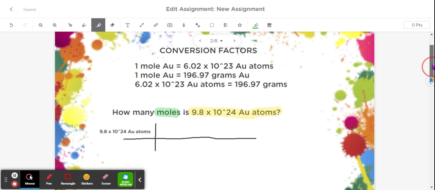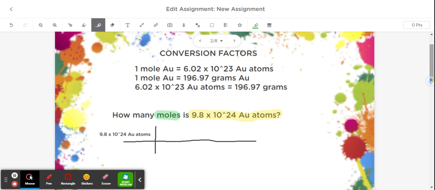All right. So to figure out which conversion factor we are going to use, we have to find a conversion factor that has atoms and moles in it. Okay. So if I look, here we go. 1 mole of Au is equal to 6.02 times 10 to the 23rd Au atoms. All right. So again, the thing that we have to remember, and this is why dimensional analysis is so important, is that we have to put our conversion factor into our truth table in the correct order.